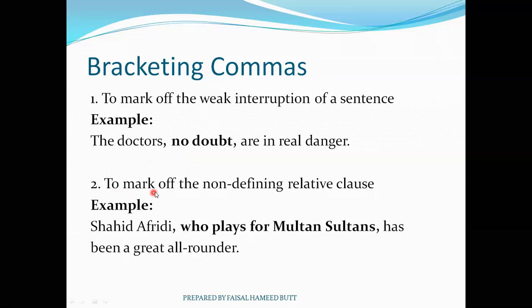A second usage is that we can also mark off the non-defining relative clause. Now it's a matter of grammar. If you have knowledge about grammar, it will be easier for you. But if you are a beginner, definitely it will cause problems for you. But here I think my students have certain knowledge, a certain background of clauses. See, relative clauses basically start with WH words, like who, what, which, or sometimes with that. A relative clause modifies or defines an antecedent. It can be a noun, it can be a pronoun, right? Like in the example, Shahid Afridi is an antecedent. It is a noun, so it is defined by a relative clause, right?